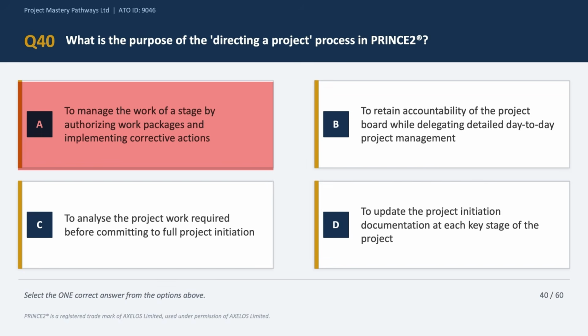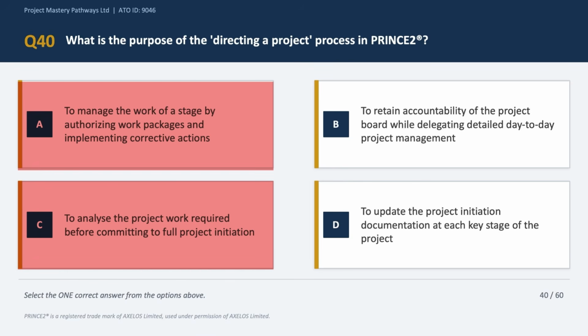Option C says to analyze the project work before committing to initiation. Now that sounds like starting up a project process, right? So we can eliminate option C. Option D says to update the project initiation documentation at each stage. Now the PID or the project initiation documentation is updated as part of the project management activity, okay? Not as part of the directing a project process. So option D is also incorrect.